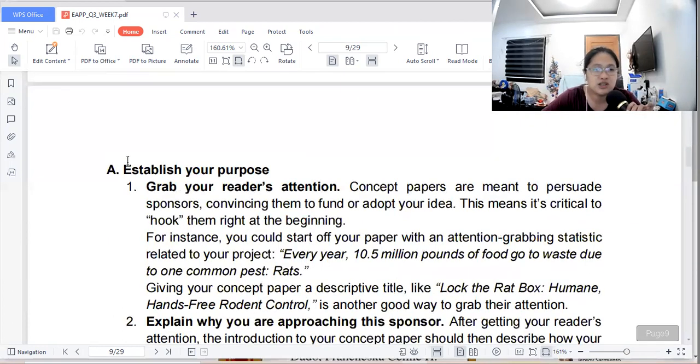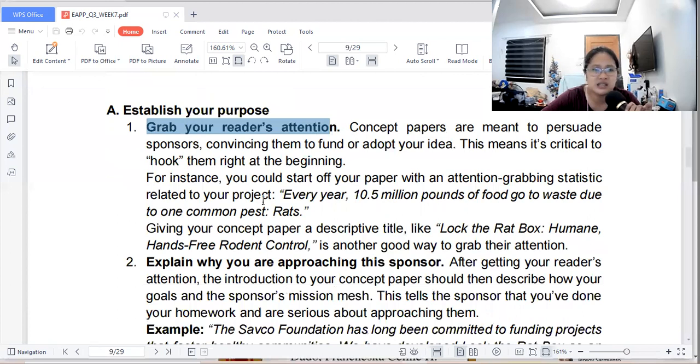So ito yung mga guidelines sa pagsulat ng concept paper. So first, establish your purpose. Bakit nga ba? Ano nga ba yung reason mo kung bakit ka nagsusulat ng concept paper? And you have to grab your reader's attention, okay? So you could start with a hook. When you say hook, hinuhook mo sila, binibingwit mo sila dun sa statement. Like for example, every year, 10.5 million pounds of food go to waste due to one common pest, cats. Or giving your concept paper a descriptive title like Lock the Rat Box, Humane, Hands-Free, Rodent Control. Okay? It is one good way to grab their attention.